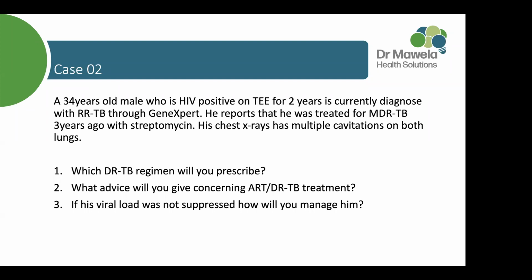Here's a case study here, a 34-year-old male who's HIV positive on TEE for 2 years, you see? And is currently diagnosed with rifampicin-resistant TB through GeneXpert. He reports that he was also treated for MDR TB treatment 3 years ago with streptomycin. His chest X-ray has multiple cavitations on both lungs. That is the case, Dr. Mudiba. Can you take us through some of the things we need to be watchful of in this particular case?